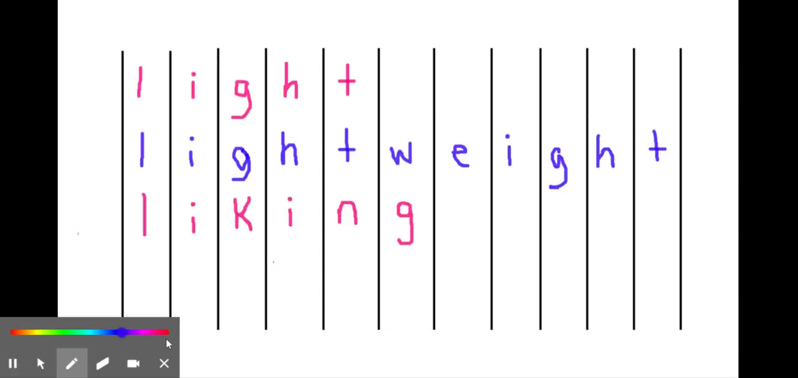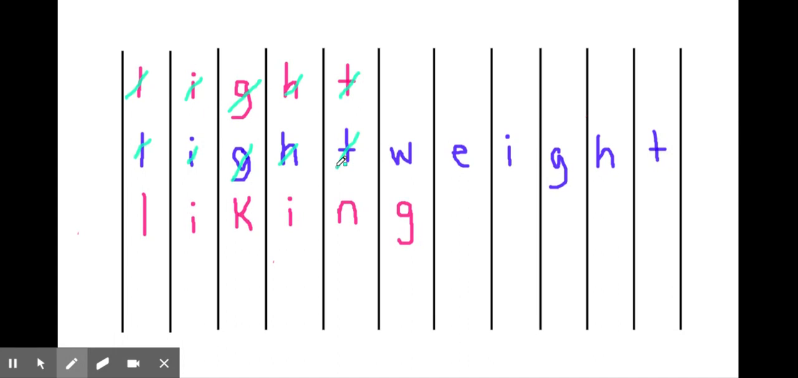Now we have light, lightweight, and liking. We're going to focus on light and lightweight first. The letters that are the same, we're going to mark out, and the ones that are different, we're going to circle. L and L are the same. I and I are the same. G and G are the same. H and H are the same. T and T are the same.